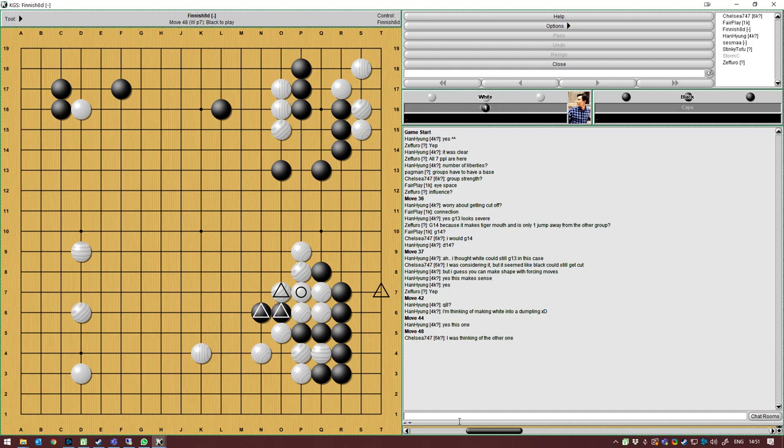The other one means this one and then here you squeeze, right? I guess Chelsea means here you squeeze. Yes, this one is comfortable, and the white shape is ugly. Once again, in practice, it didn't really hurt too much for the black center group, but it gave white a third line stone, which means in the future white may get a base here compared to our starting shape, which is this.